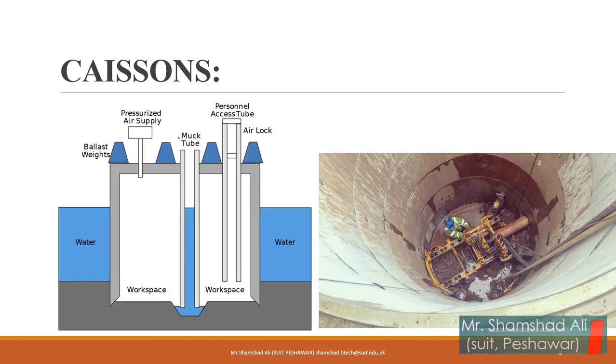As you can see in this picture, on the left side, this is basically the overall structure of the caisson. This is the water here. This is the workspace, as you can see here. Then the pressurized air supply and personnel access tube, air lock, the workspace, the muck tube, and the ballast weight. Here you can see that this portion is the caisson installed in the ground, then it has been excavated, and now this will be filled with concrete, forming a foundation.